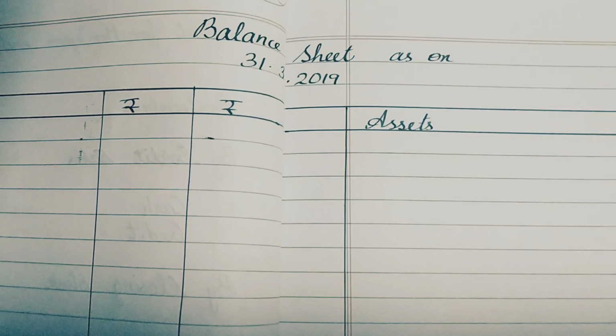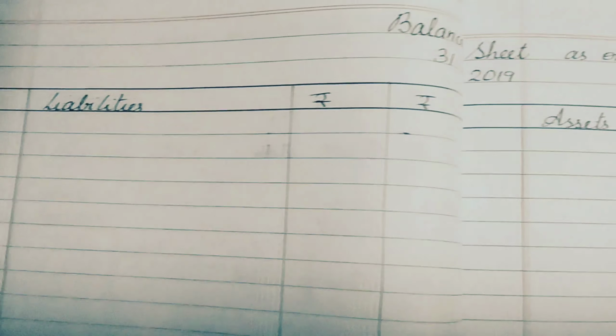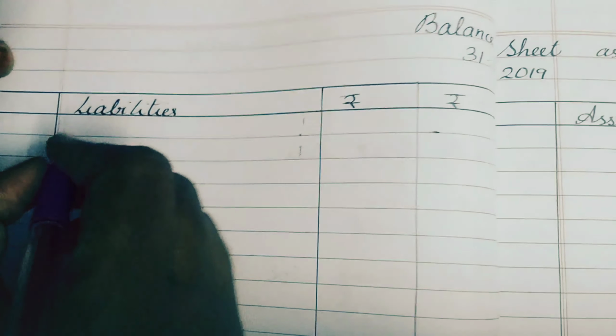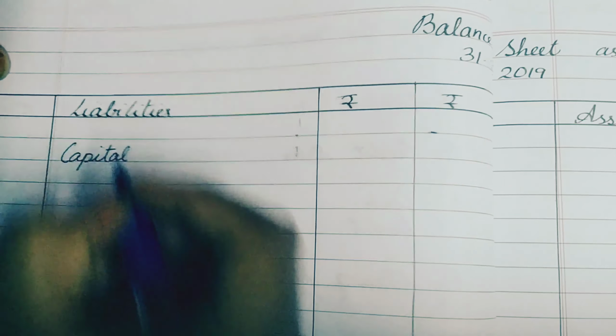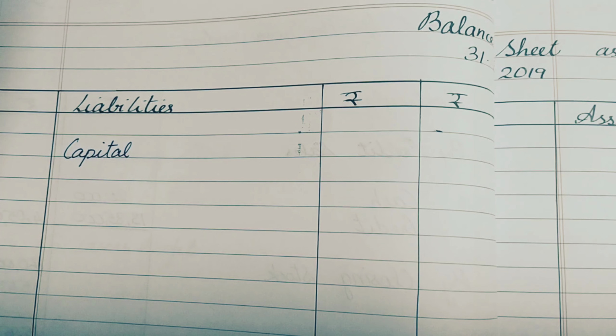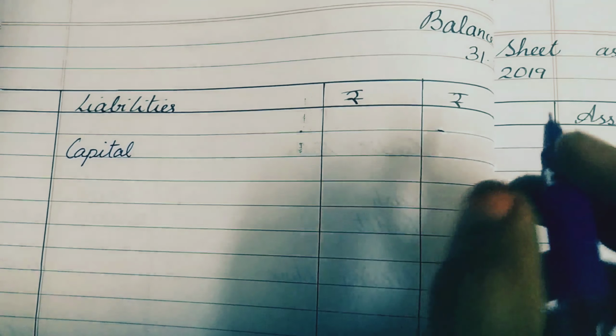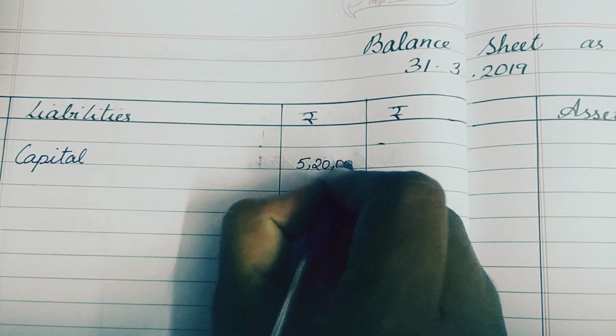Balance sheet as on 31/3/2019. I've written out the asset side and the liability side. So let's start with the liability side. The first item in the liability side is going to be my capital. The opening capital is given in the details of the problem. The opening capital in the other details given is 5,20,000. Write the 5,20,000 in the inner column of the liability side.